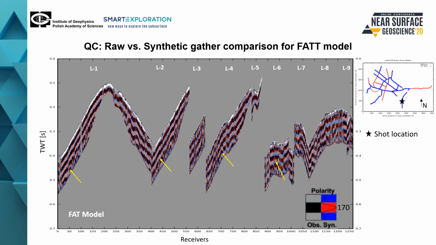Now, another example for a shot at a different location. We can see the same phenomenon here as well, easily, if we follow again the yellow arrows, which again indicates the correctness of the FWI model.